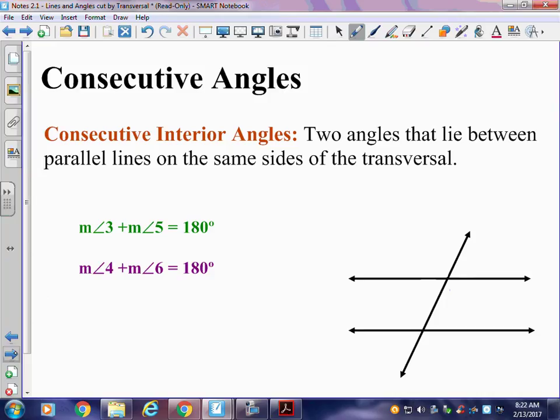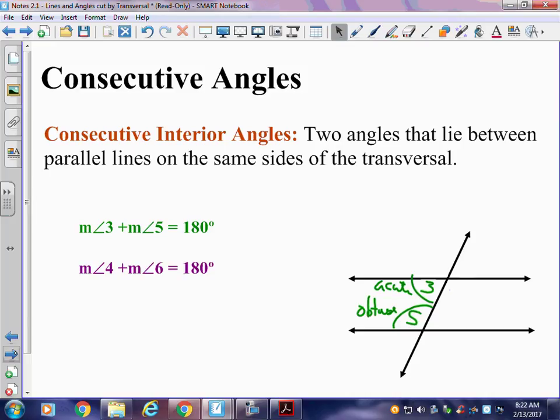Okay, so next we have consecutive. There are only 2 pairs of consecutive angles. The first one is 3 and 5, add up to 180. Let's put 3 and 5 on this side. These 2 angles, this is an acute, this is obtuse, but together they're going to make 180.